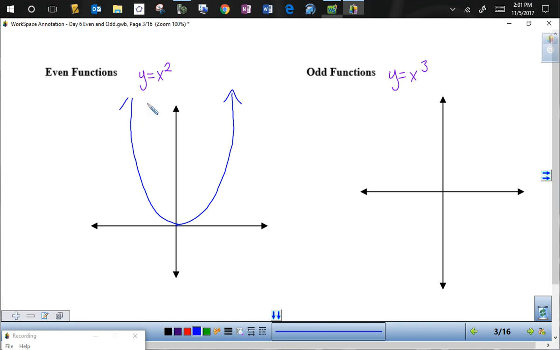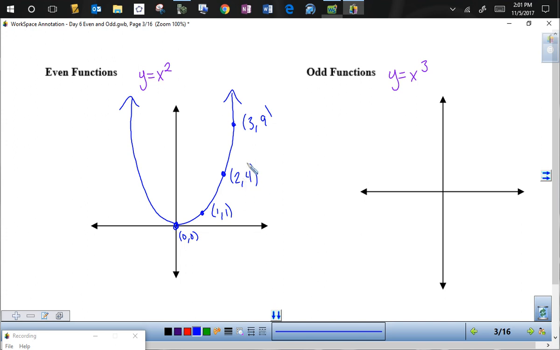So let's put some points on here. We know that (0, 0) is part of our graph. If we plug in 1 and square it, we get 1, so (1, 1). If we plug in 2 and square it, we get 4. And let's do one more. If we plug in 3 and square it, we get 9. So the points (1, 1), (2, 4), and (3, 9) should appear on our parabola.